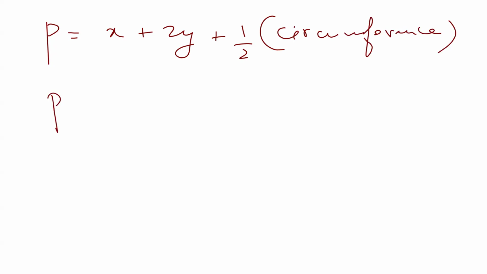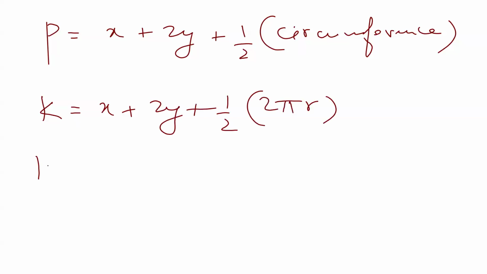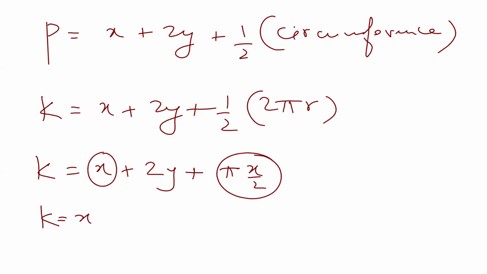Okay, so k is equal to x plus 2y plus half of 2 pi r, and r is x upon 2. Fine. Okay. So k is equal to, from here and here I'm taking x common, x times 1 plus pi by 2, plus 2y.